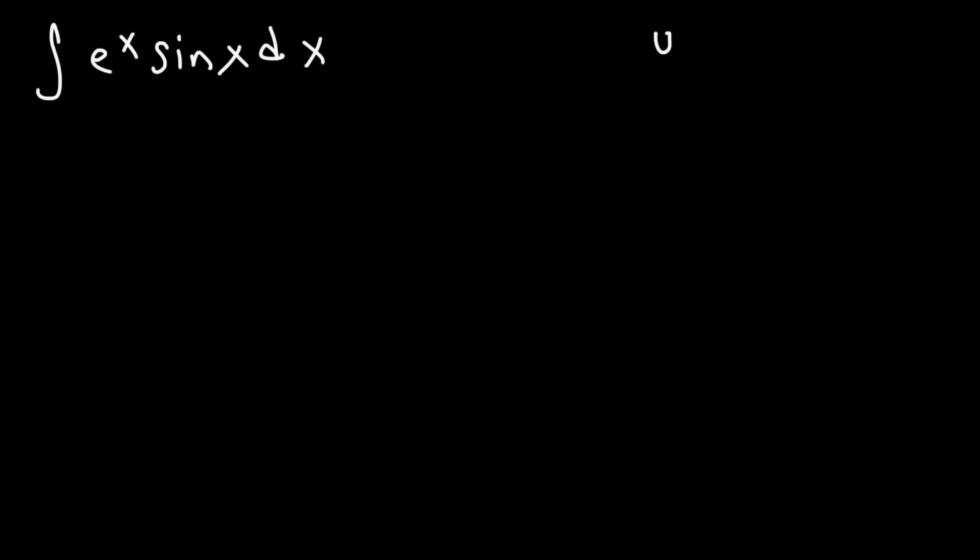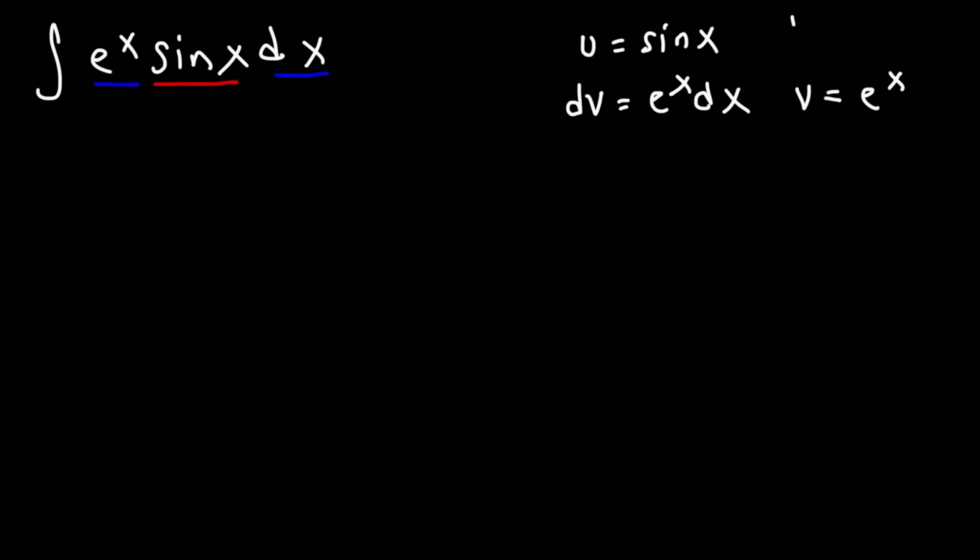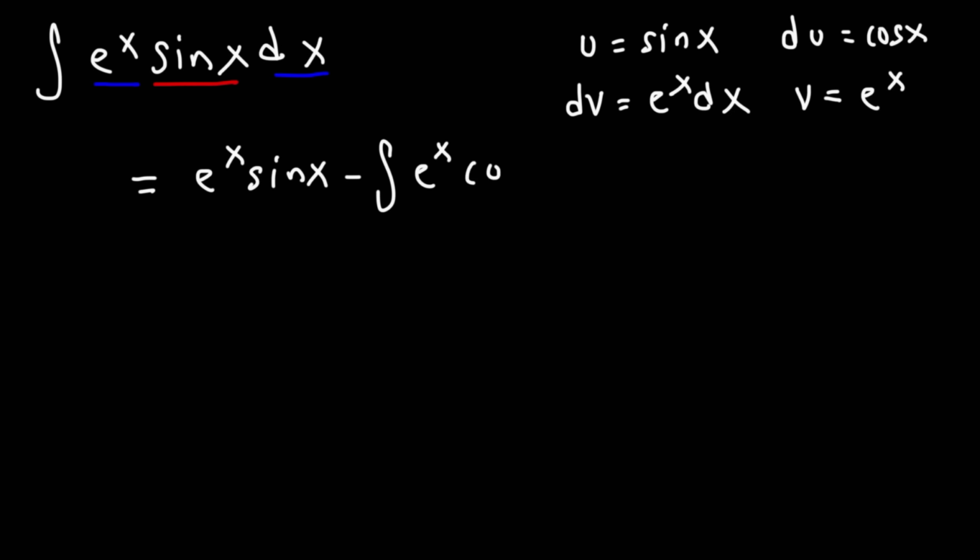So for this problem, I want to make u equal to sine x, and then dv, I'm going to set that equal to e to the x dx. So v is simply going to be e to the x. du is the derivative of sine x, which is cosine x. So using the formula, it's going to be uv, that's going to be e to the x sine x minus the integral of v du. So v is e to the x, du is cosine x dx.